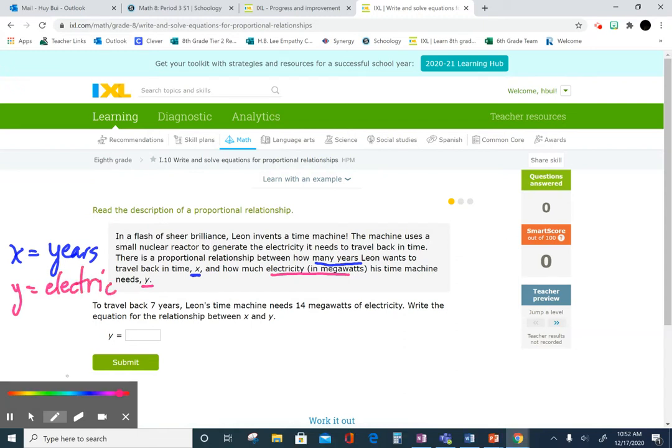All right, so we're going to write an equation for this, but we're told that to travel back 7 years, Leon's time machine needs 14 megawatts of electricity. Write an equation for this relationship. Here our equation is going to start with y equals, and since it's a proportional relationship, we can say kx. So we have to fill in that number k. So y equals a number times x.